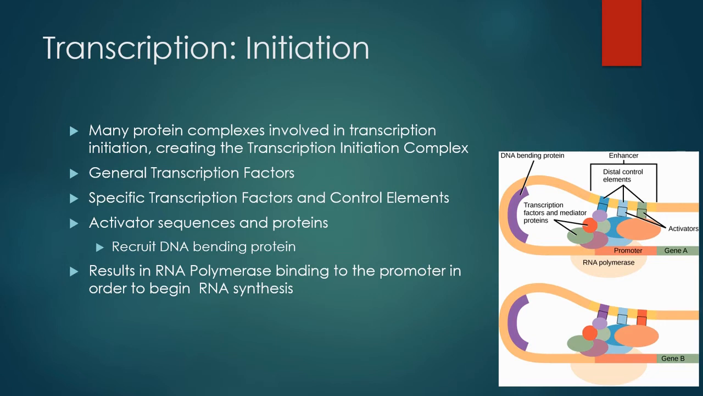A third class of proteins are the activators and also the activator DNA sequences. These proteins attach to the DNA sequences and they also recruit the DNA bending protein, which allows proteins that attach to control elements to go with the general transcription factors, and this in turn creates the transcription initiation complex seen here. With this complex, we can then have RNA polymerase bind to the promoter of the gene that we're trying to transcribe.